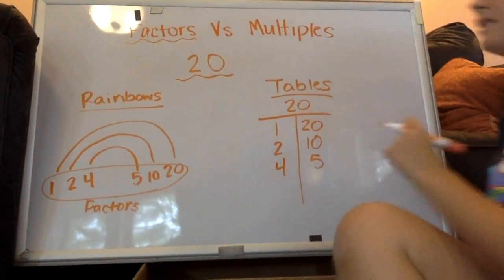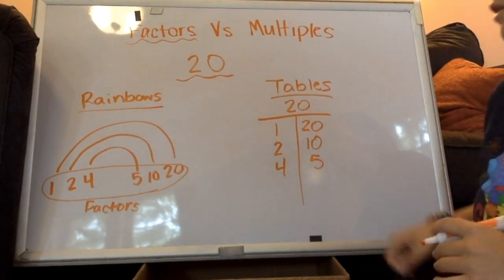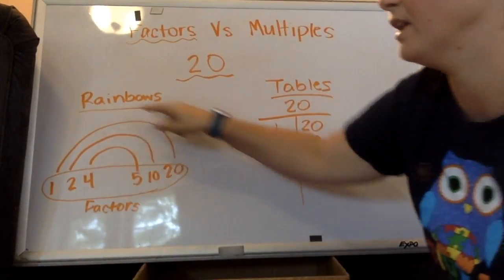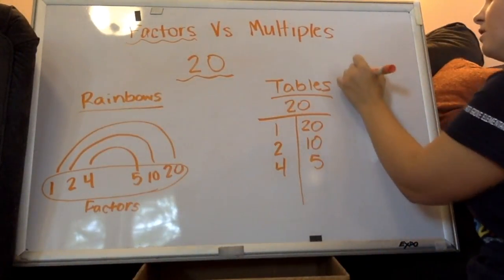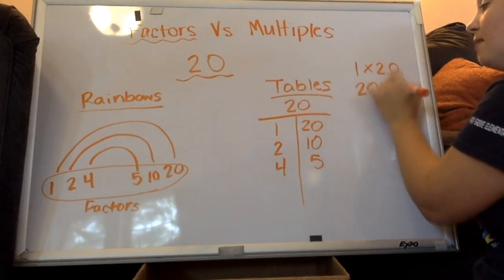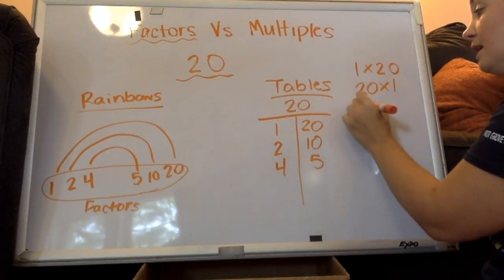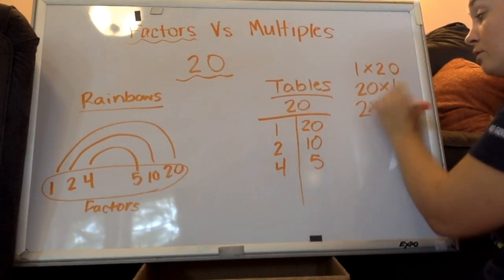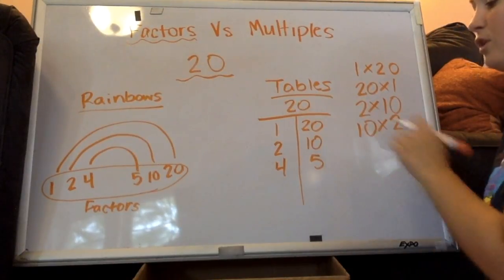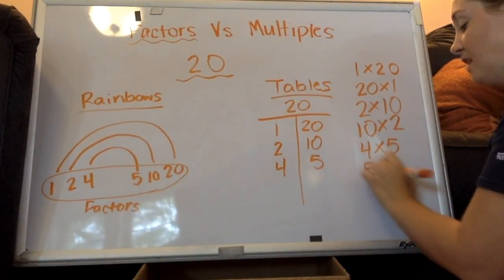But the next part is to remember that you need to be able to write equations that match with it. So if I'm looking at the rainbow, I know that I can go 1 times 20 or 20 times 1, right? So I can do 1 times 20 or I can do 20 times 1. And then I would move on to the next one. So I could do 2 times 10 or 10 times 2. Then I would move on again. 4 times 5 or 5 times 4.